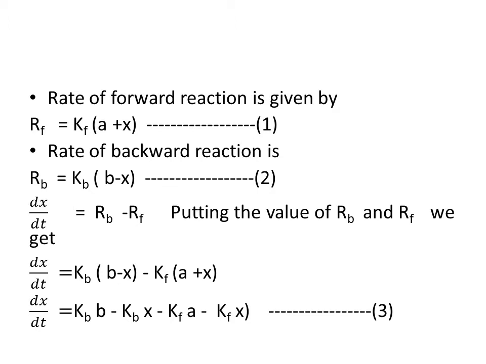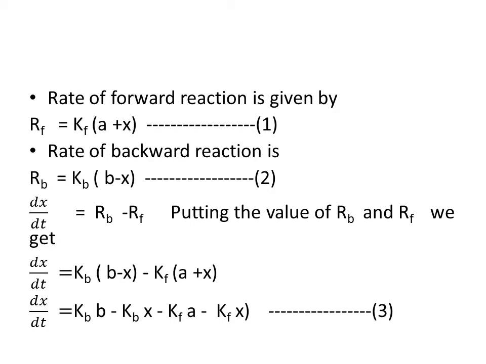dx/dt. Now we multiply, open the brackets: kb into b minus kb x minus kf into a minus kf into x. That is, we have opened the brackets and multiplied kb and kf respectively. Then we get dx/dt equal to kb b minus kb x minus kf a minus kf x. This is equation number 3.